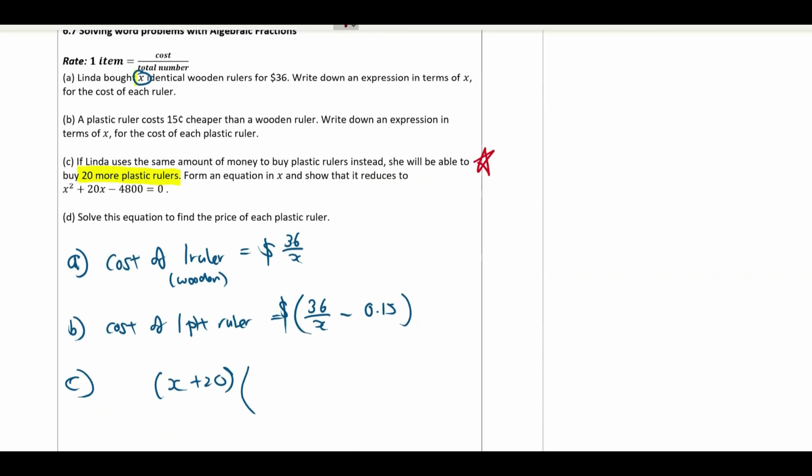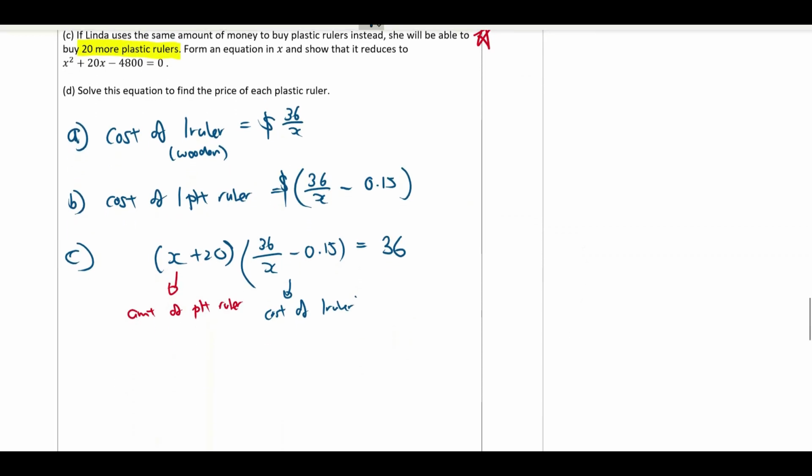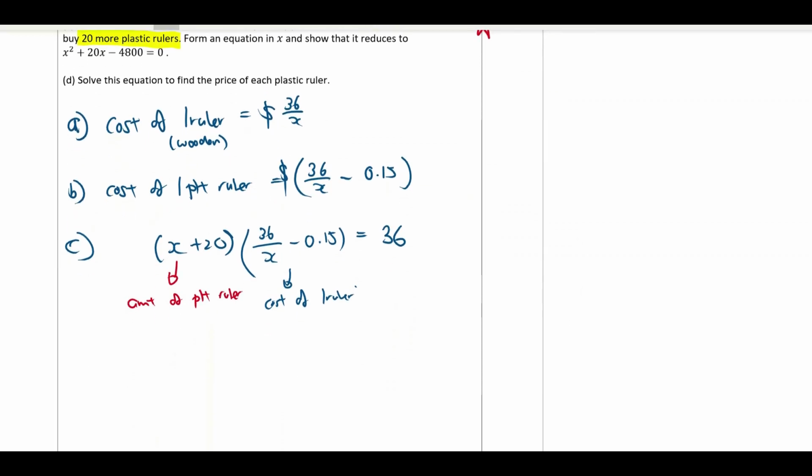Okay, and how much does each plastic ruler cost? So this is the amount of plastic rulers that she can buy. How much does each plastic ruler cost? 36 over x minus 0.15. Okay, so this is the cost of one ruler. And altogether she will spend how much? $36. And this is how we form the equation. Amount of rulers multiplied by the cost of one ruler is equals to the total amount spent.